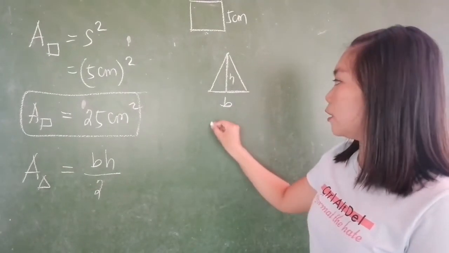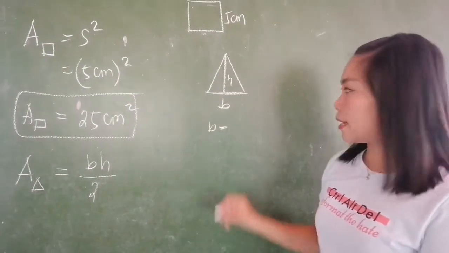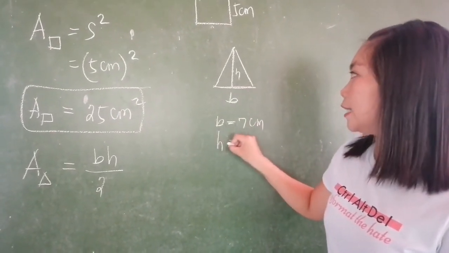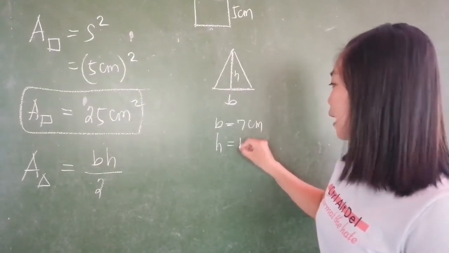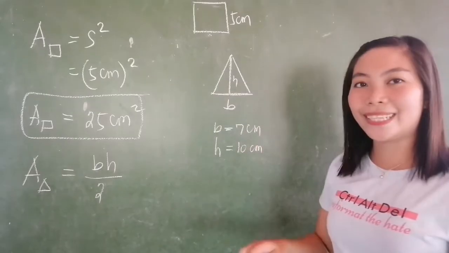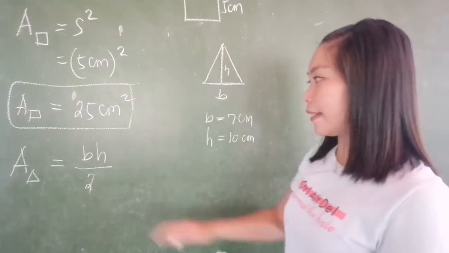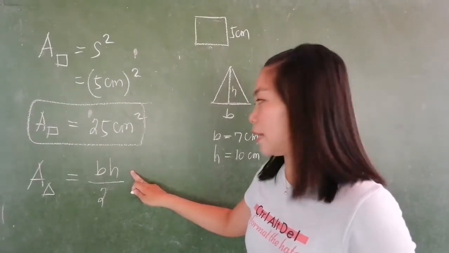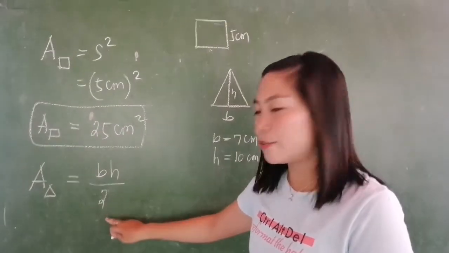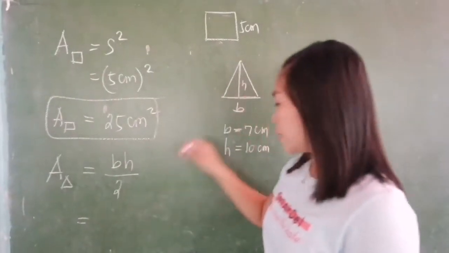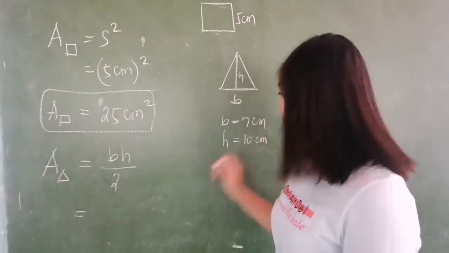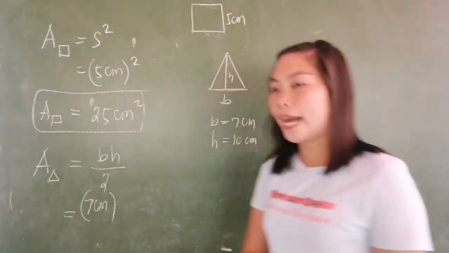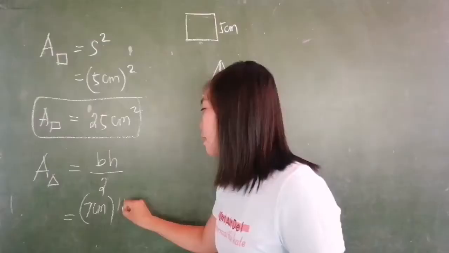So, for example, the base measures 7 centimeters and the height measures 10 centimeters. So, find the area of a triangle. So, don't you worry. Kasi meron po tayong formula na gagamitin, which is the base times height divided by 2. So, ano yung value ni base? You have 7 centimeters. 7 centimeters multiplied by the height, which is 10 centimeters.